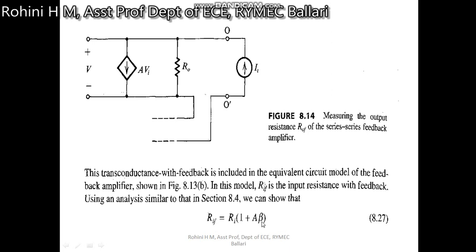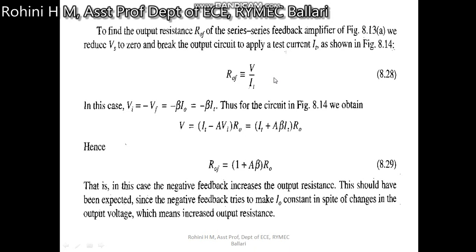Whereas the output impedance we'll see now. So this is the output impedance. How are they writing the output impedance? Rof is equal to V divided by I1. This is the expression they are writing. So how are we getting this Rof?